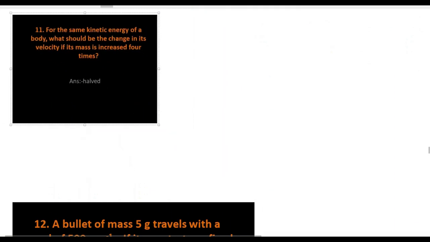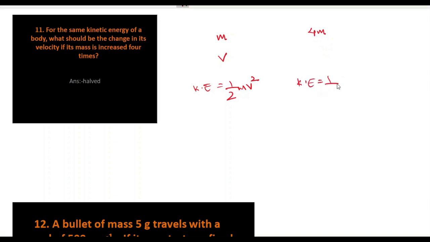For the same kinetic energy of a body, what should be the change in its velocity if its mass is increased 4 times? Suppose a body has mass m and velocity v. So its kinetic energy becomes half mv square. Suppose the mass becomes 4 times and the kinetic energy is still the same, half mv square. So what should be the velocity in this case?